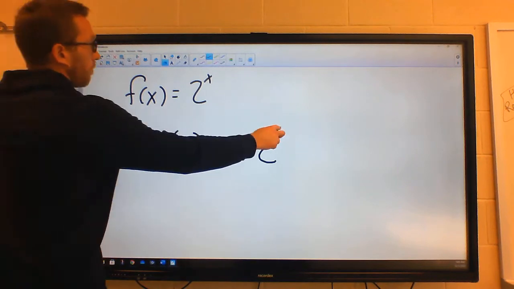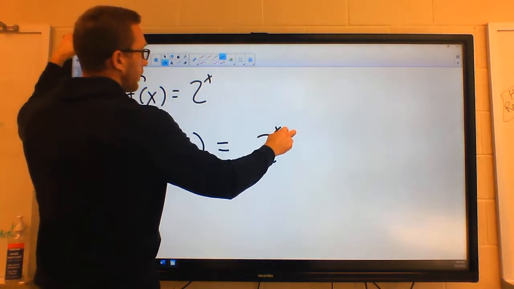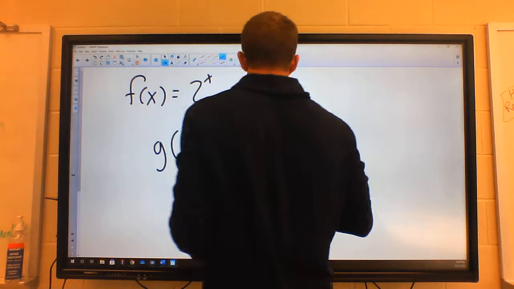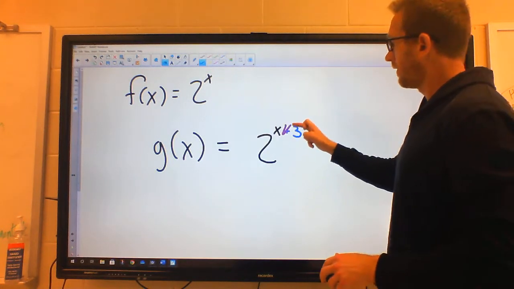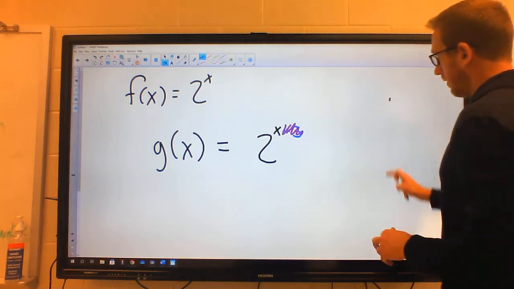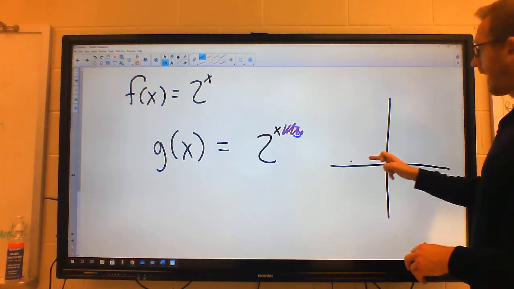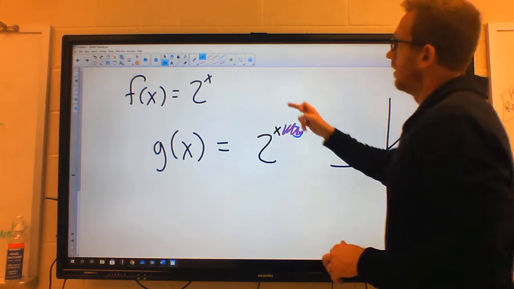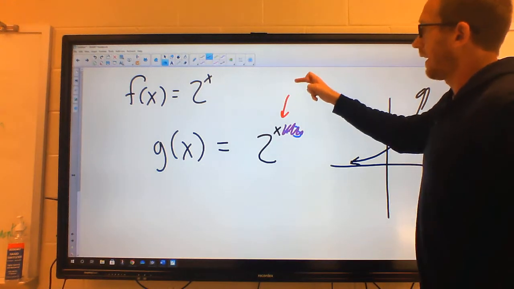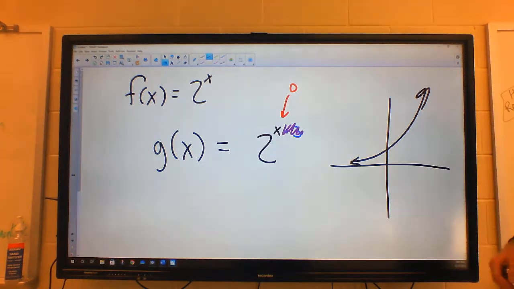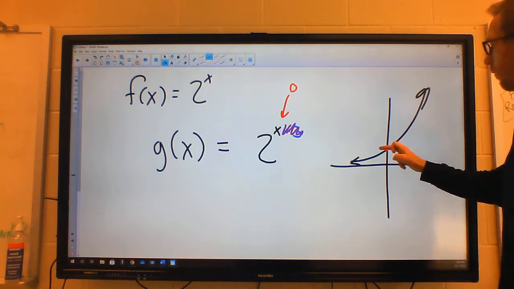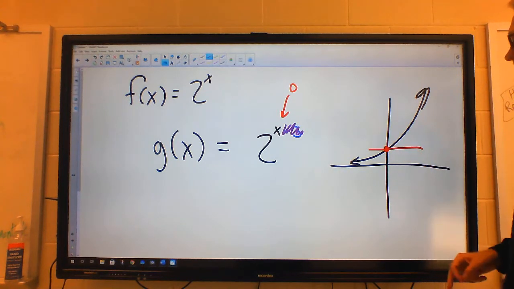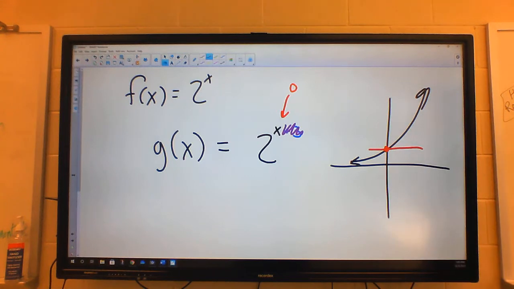Now, shifts that take place in the x, we actually have to do the opposite direction. And the reason for such, let's pretend that shift is not there. We have the function 2 to the x. I want you to imagine plugging in the value of 0 for x. 2 to the 0th gives a height of 1. So that is why our y-intercept is right there at a height of 1.